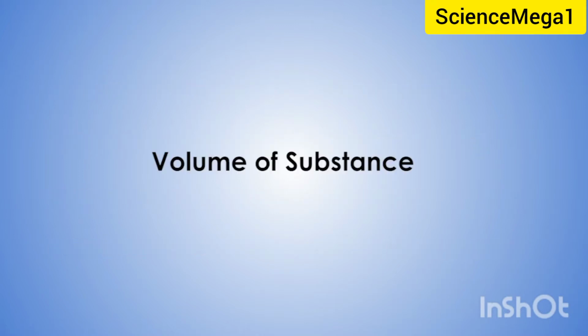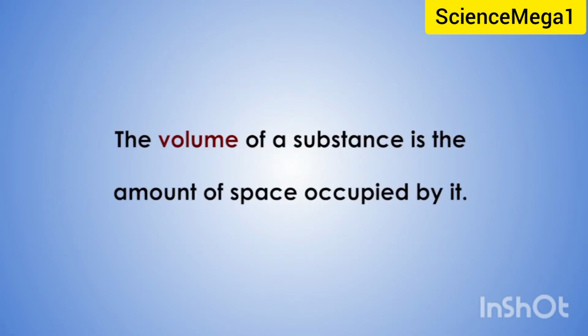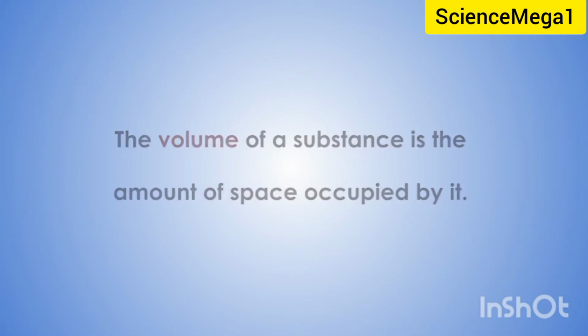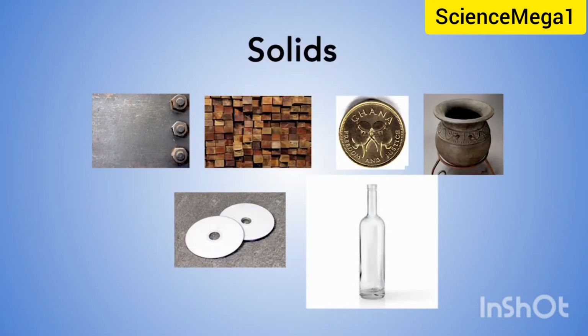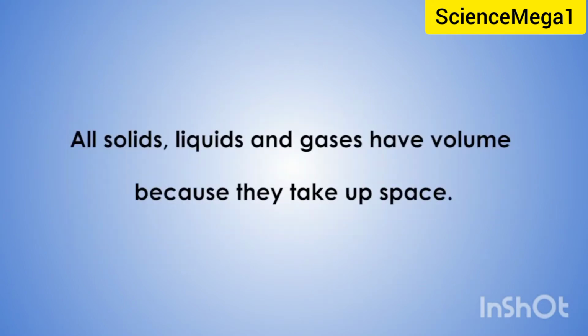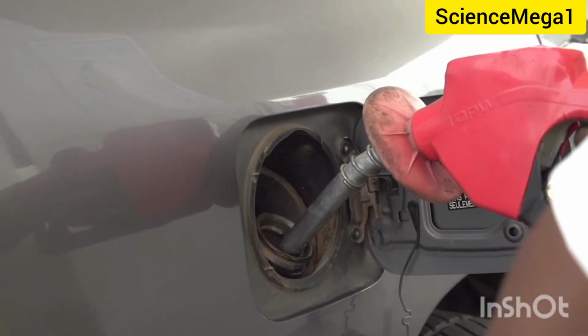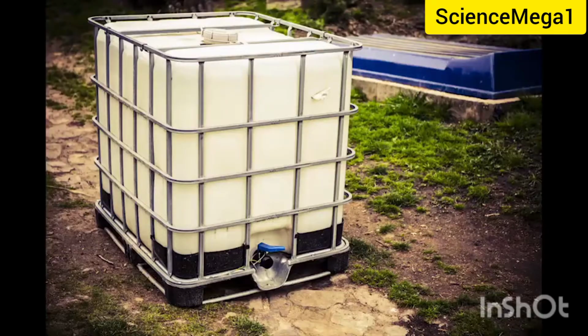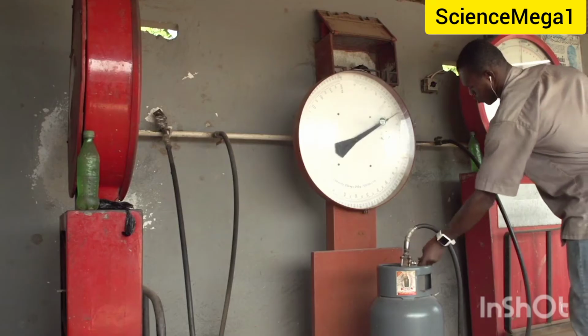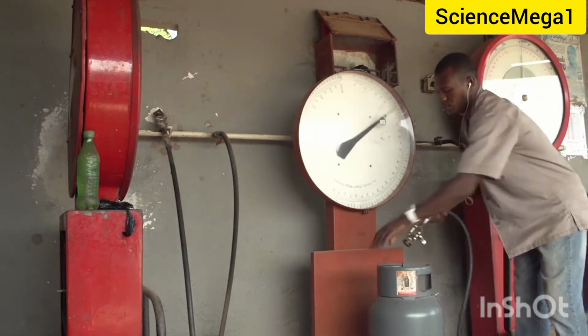We start with volume of substance. The volume of a substance is the amount of space occupied by the substance. All solids, liquids, and gases have volume because they take up space. For example, volume of diesel delivered by a pump to a truck, volume of water in a polytank or a water reservoir, volume of LPG in a gas cylinder.